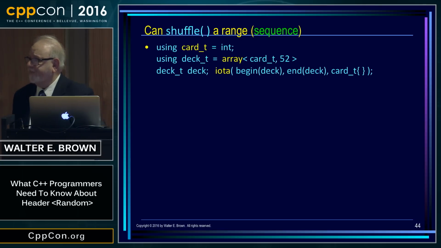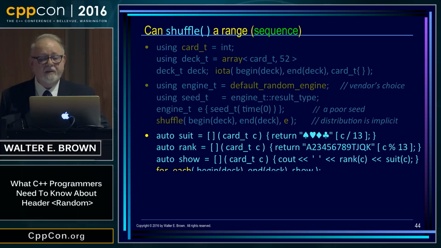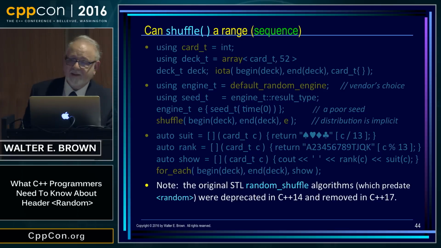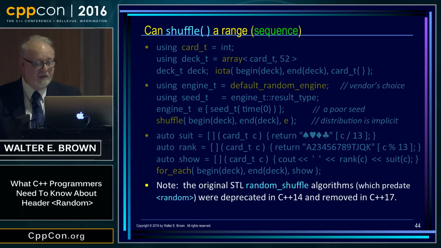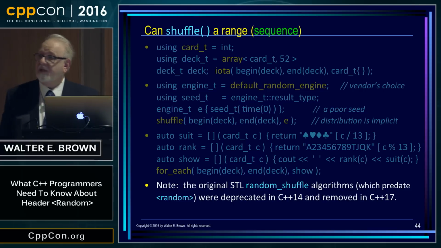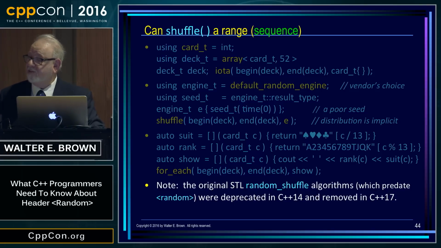We can shuffle. Now, I don't have time to go through all of this code, but when you look at it later, what you'll notice is that I am mimicking creating a deck of cards, shuffling it, then displaying it, all with standard facilities. You should know that the original Stepanov's STL had an algorithm called random_shuffle that was deprecated in C++14. It is gone in C++17. So best avoided in favor of shuffle. Shuffle was designed to interoperate with the random header. Random_shuffle predated it.